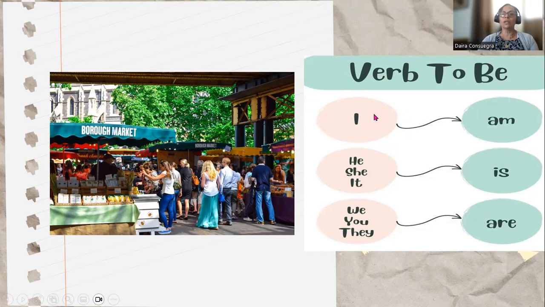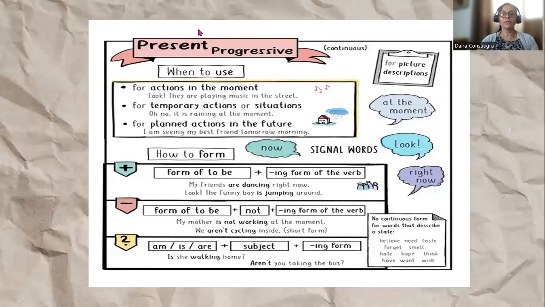I need to know that these three forms are the ones that I'm going to use to make the present progressive. In this case, I see these people here. What are they doing? ¿Qué están haciendo? Okay, they are shopping. They are, the verb is shop, and then I add the ing. They are shopping, okay? Here we have the rules.